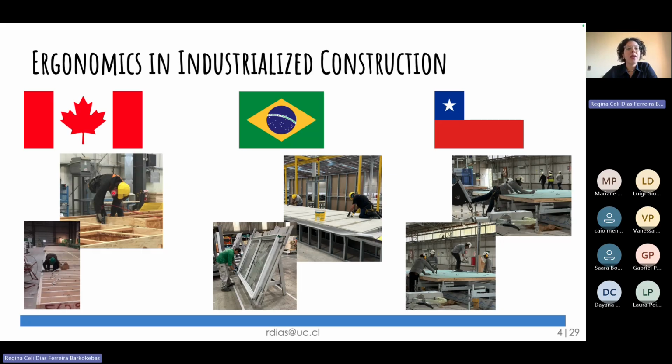So in Canada, we see here some photos of workers working in a plant, and they clearly have a really awkward body posture, right? So imagine doing this kind of position the entire day. And also in Brazil, I went to different factories, different plants, and we see the same. Workers in really awkward body postures, bending the back completely, exposed to injuries. And in Chile it was the same.